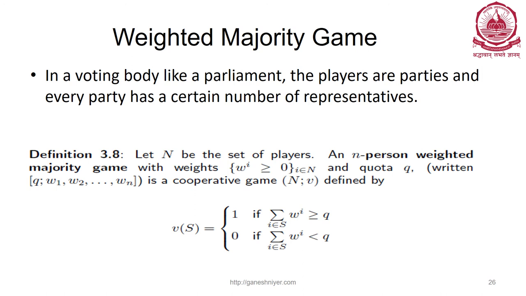In a voting body like parliament, players are parties and each party has a certain number of representatives. So there is a concept of weighted majority games. Let N be the set of players. An n-person weighted majority game with weights and quota q is a cooperative game defined by V of S equal to 1 if the sum of weights of S is greater than or equal to q, and 0 otherwise.